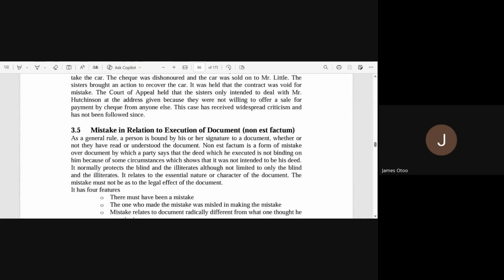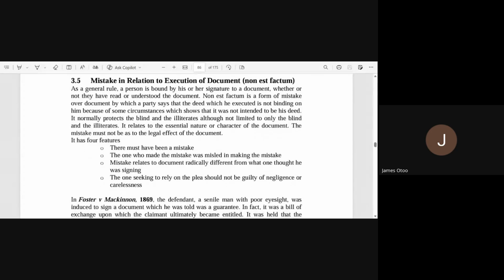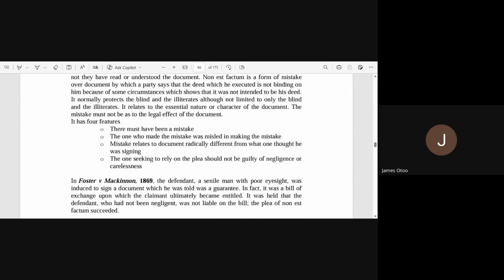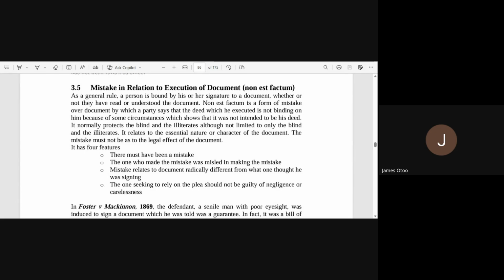Once you have signed, it means that you have read all the things in the document and you believe it to be true. Therefore, you cannot deny that that was not your deed. However, you can make a plea that what you signed is not what you intended to sign. You require non est factum as a defense.